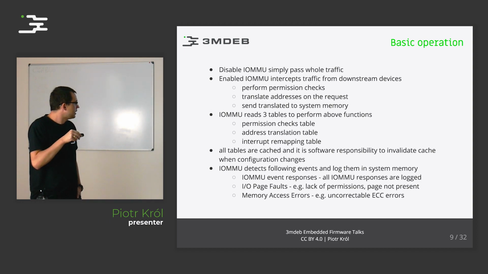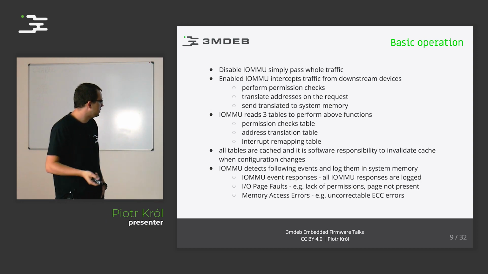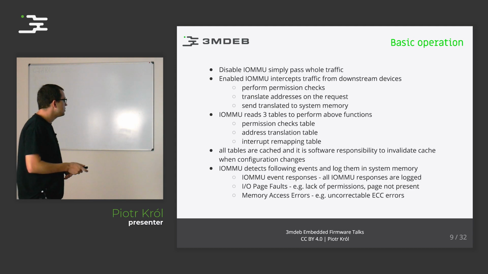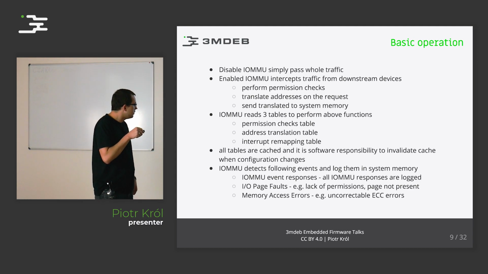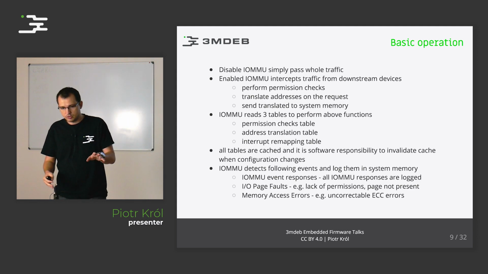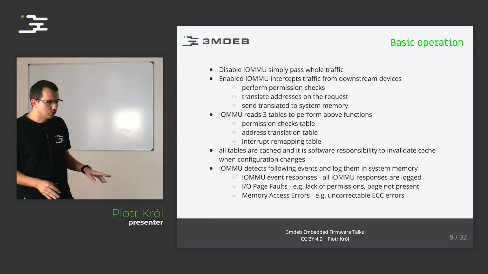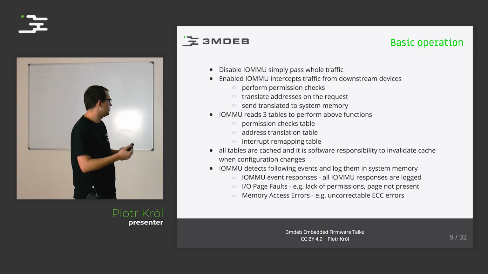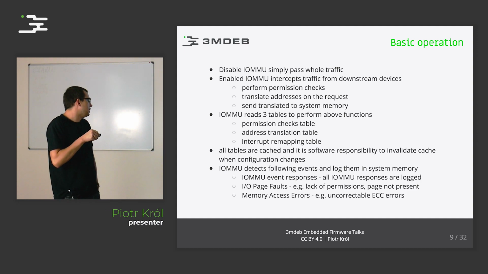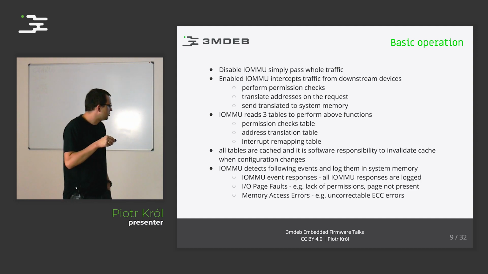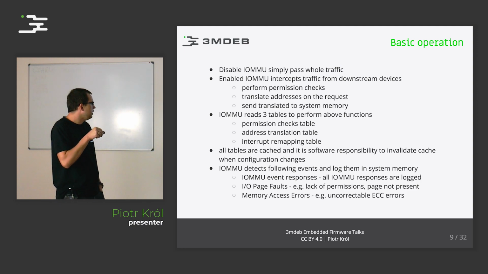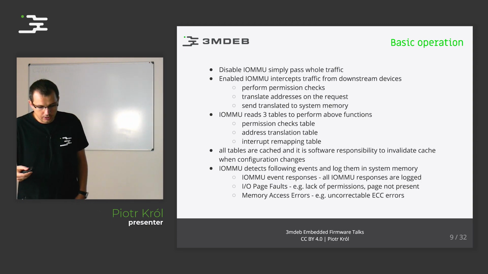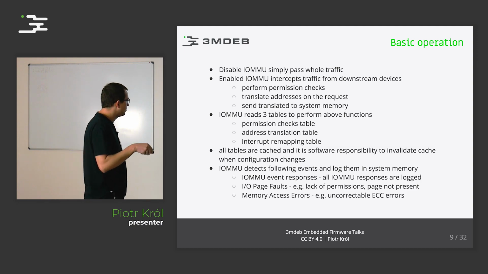And what's interesting is that IOMMU can detect various events, and then based on this detection we can perform some actions. For example, all the responses, because there is communication, there is a protocol that we can use to communicate with IOMMU and agree on some things. So all these events and all this communication can be logged. We look for IO page faults, which is very important for the operating system because it can perform some actions.